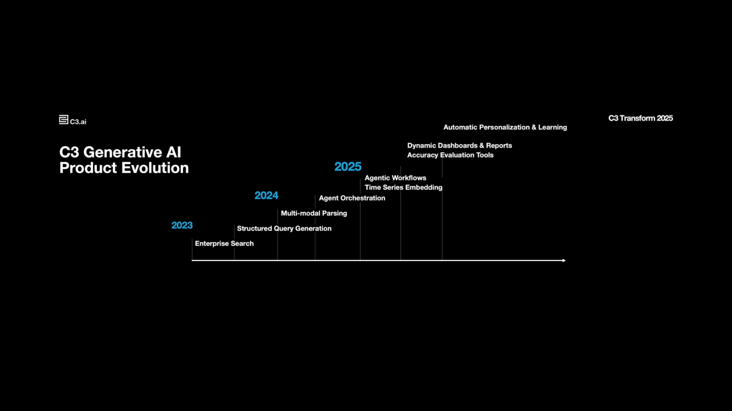But later this year, we're also working on dynamic dashboarding, dynamic reporting, and better accuracy evaluation tooling, so more visual tooling that actually helps you manage and maintain accuracy of these systems. And then lastly, a big focus on automatic personalization. These systems need to learn how humans interact with them and then adapt to individual humans.